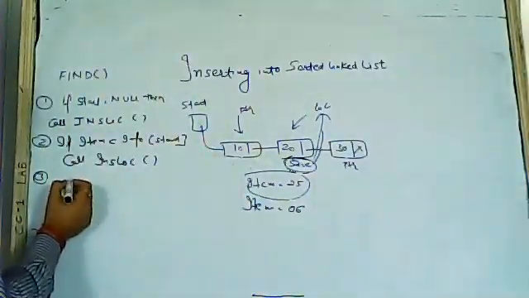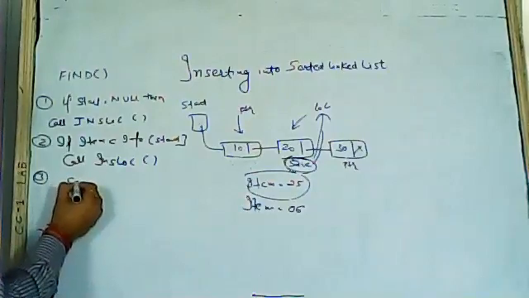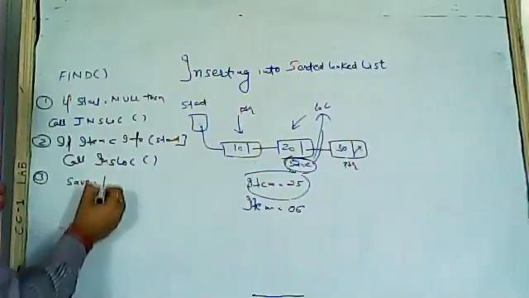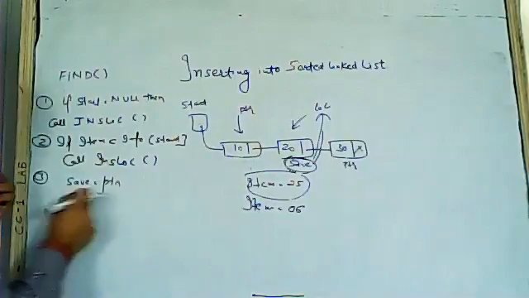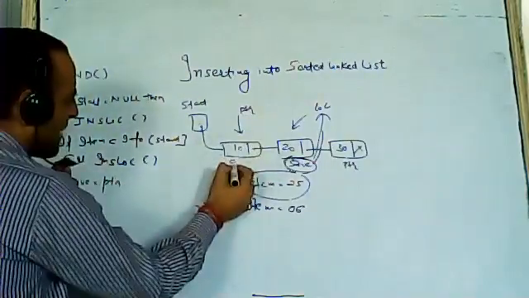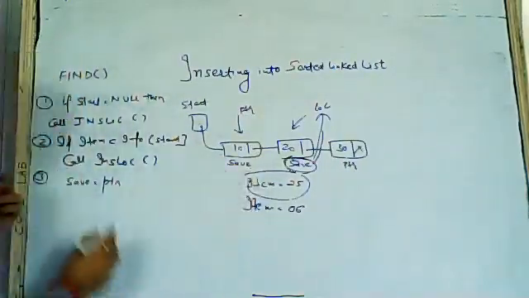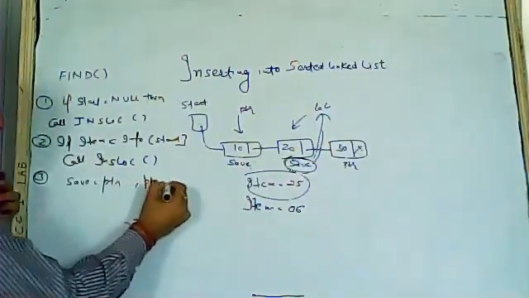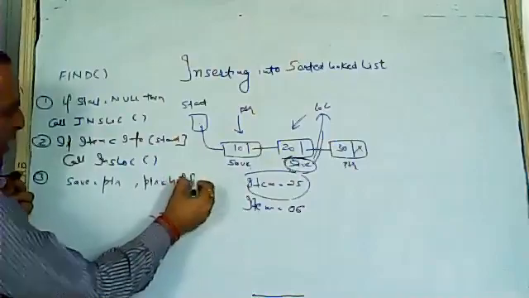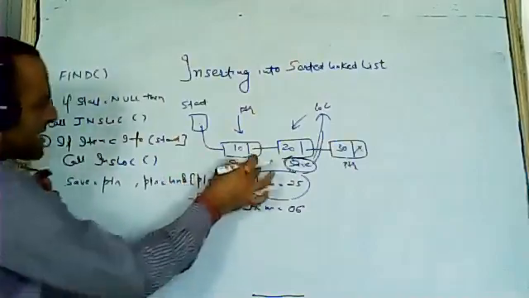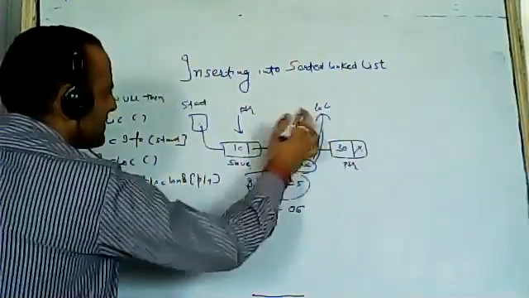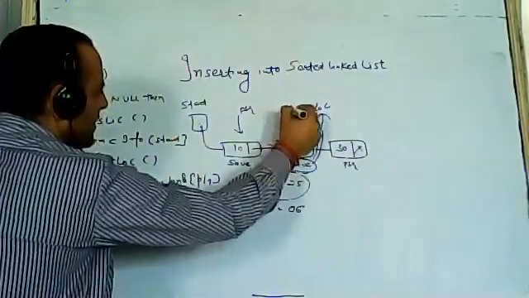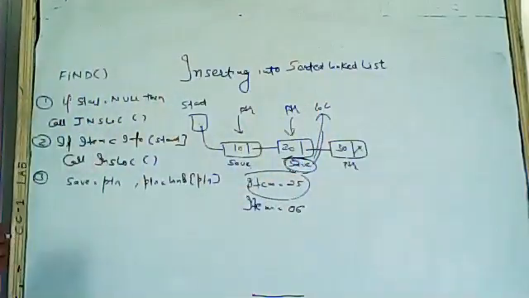Now you will do what? Pointer, in what will I put it? Pointer is at start. What will I make save? Save. And pointer will be link of pointer. Where will the pointer come? To this node. Yes or no?